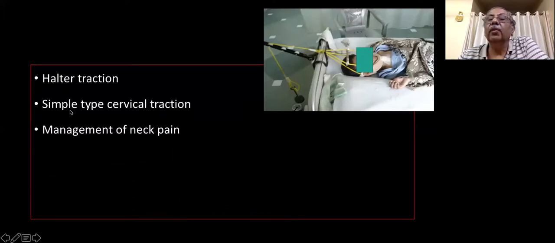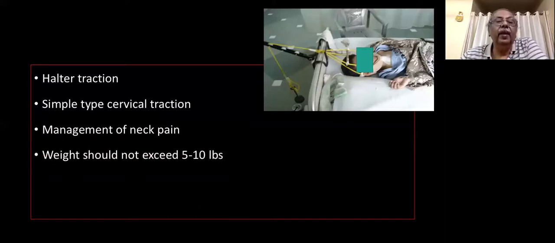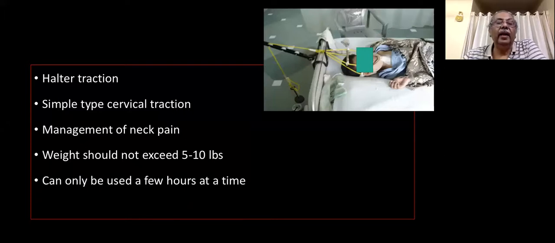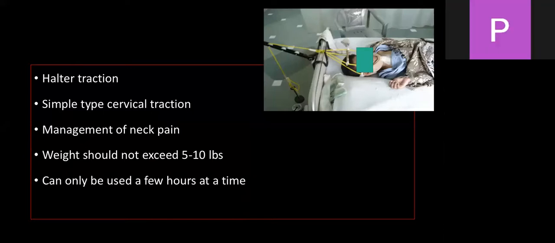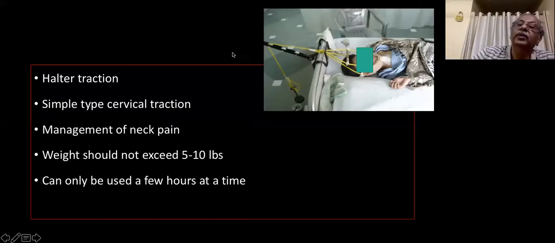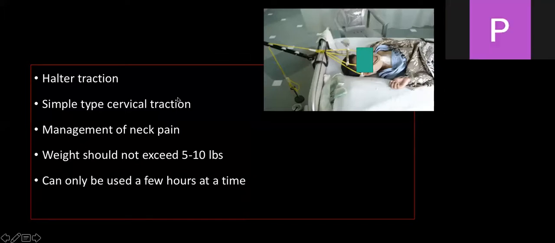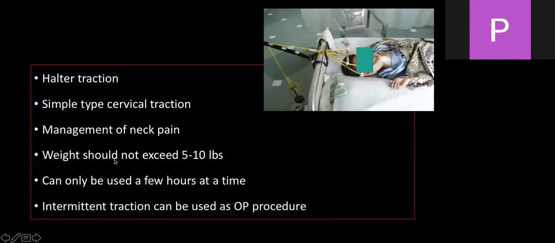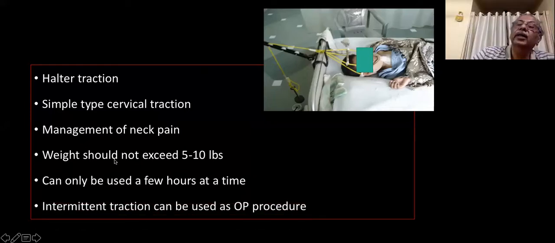This is commonly used in the management of neck pain, and weight should not exceed 5 to 10 lb, and it can be used for a few hours at a time. You cannot give it continuously because it produces irritation over the chin. Even sitting traction can be used for neck pain by using this head halter. So intermittent traction can be used as an OP procedure.